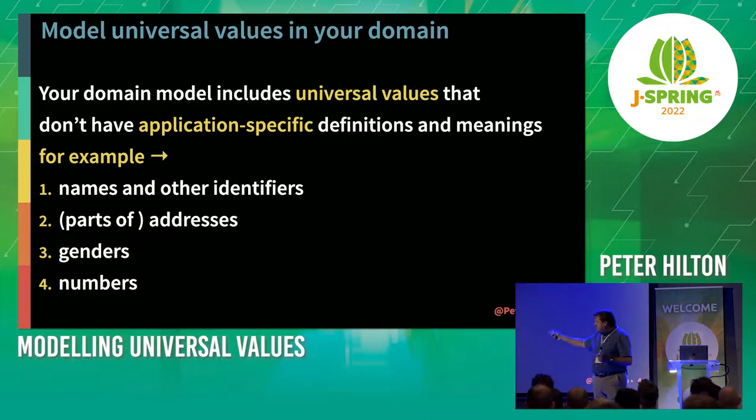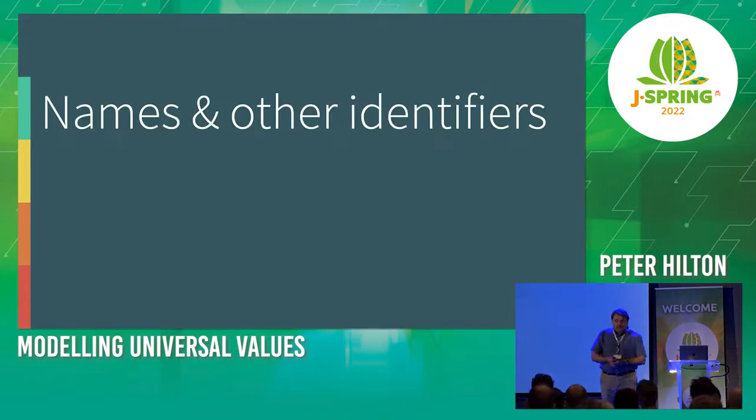Because if you just say, well, that one's text, and that one's a date, and that one's a number, you're not done yet. That's not enough. So that's my claim for today. Mapping it to a JSON type, not good enough. I figured that I would look for examples of these universal values that are not application specific and show you that some of these things have been solved already and that this will help you.